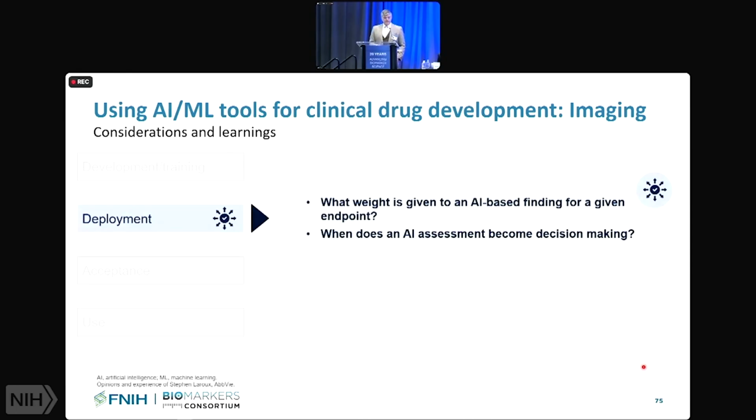As far as deployment in clinical trials, this is also very important. What weight do we give an AI finding for a given endpoint? How much do we trust that it's not going to alter in a significant way the findings of a clinical trial? And when does that become decision-making, not only in the process of drug development and clinical trial assessment, but also patient management? When does that tool become decision-making? Also a very complex question.